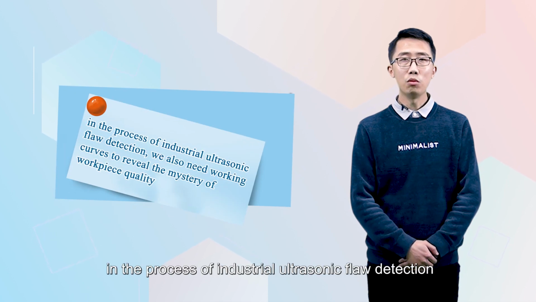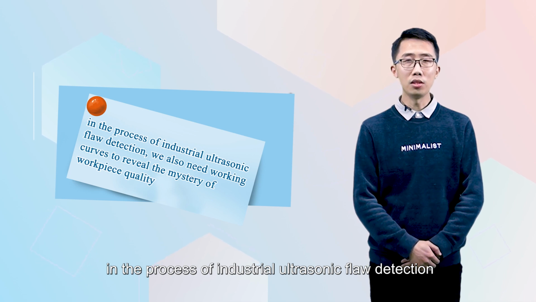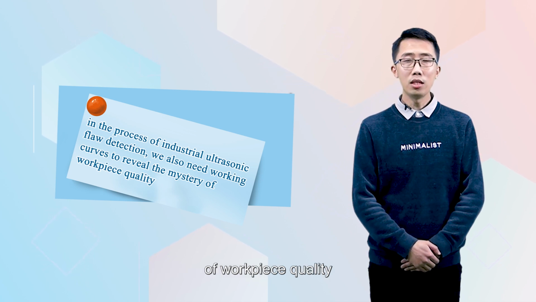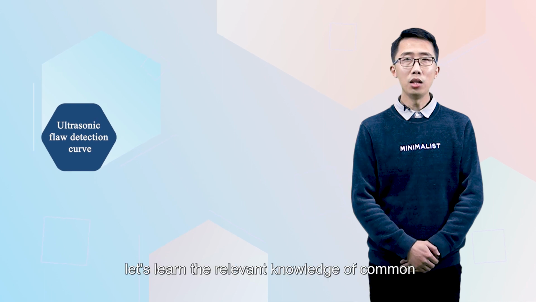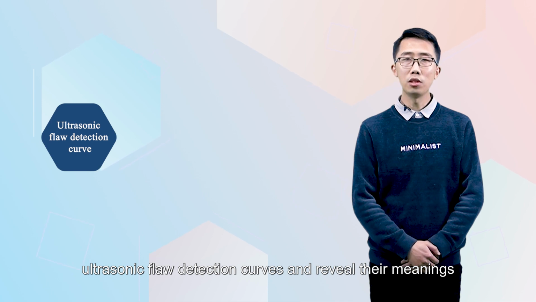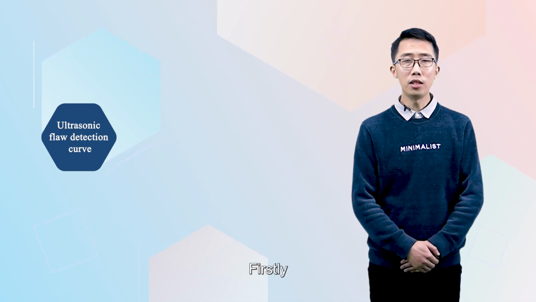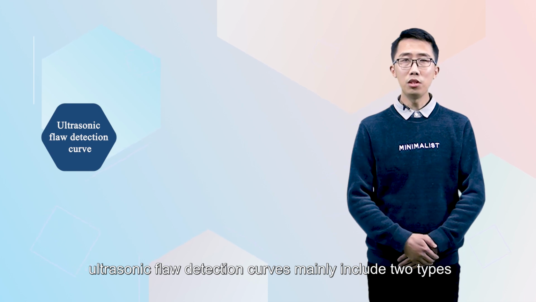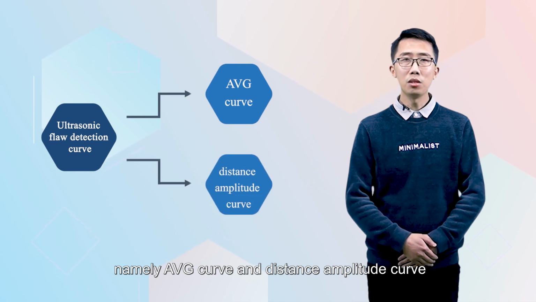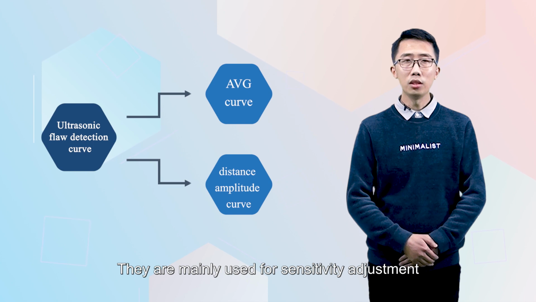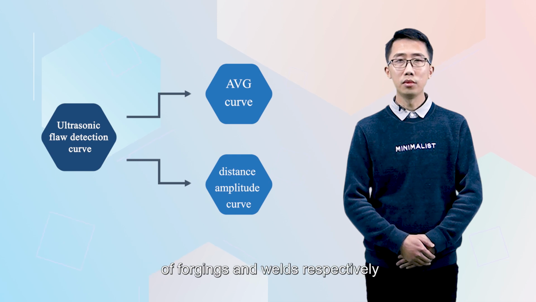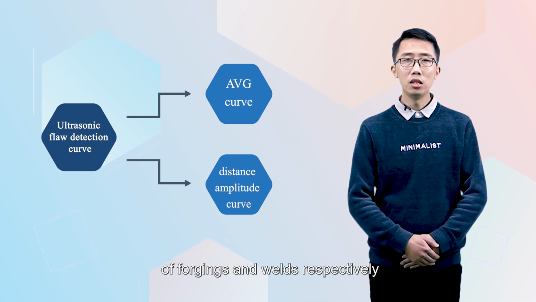Similarly, in the process of industrial ultrasonic flaw detection, we also need working curves to reveal the mystery of workpiece quality. Next, let's learn the relevant knowledge of common ultrasonic flaw detection curves and reveal their meanings. Firstly, ultrasonic flaw detection curves mainly include two types, namely AVG curve and distance amplitude curve. They are widely used for sensitivity adjustment and defect quantification of ultrasonic testing of forgings and welds respectively.